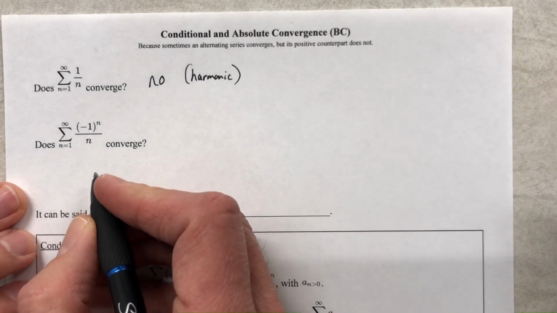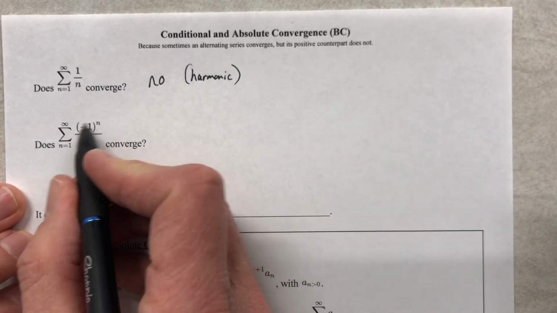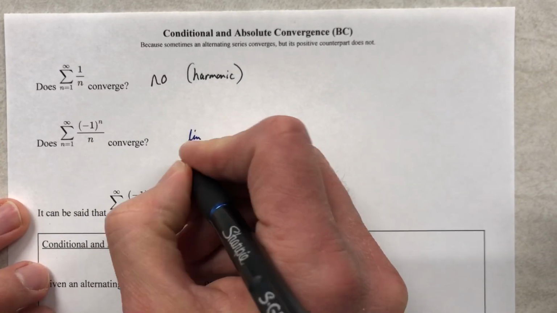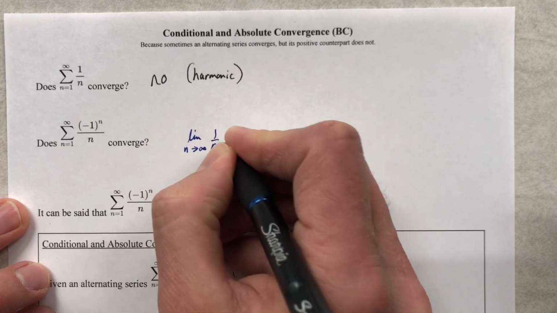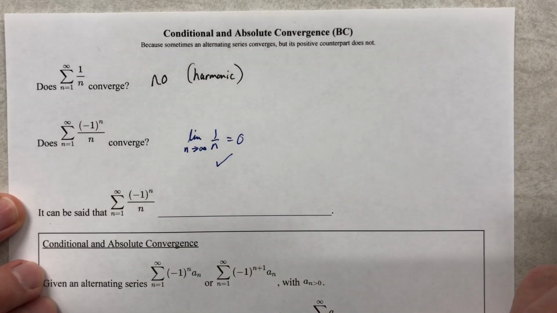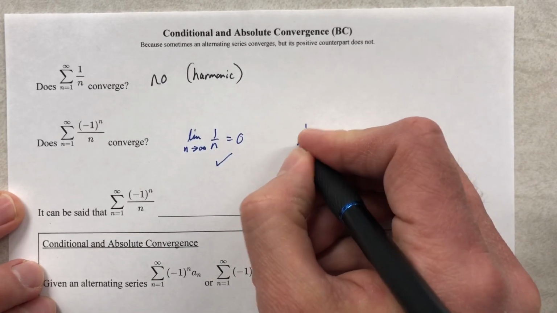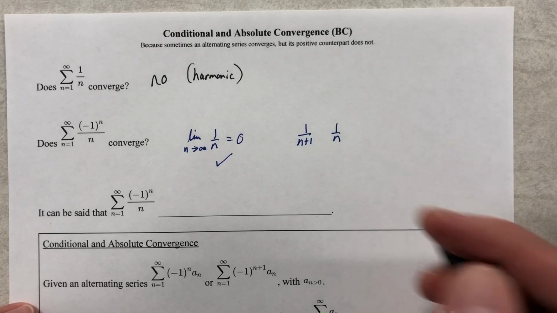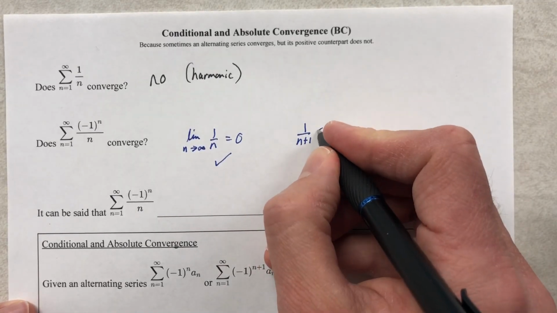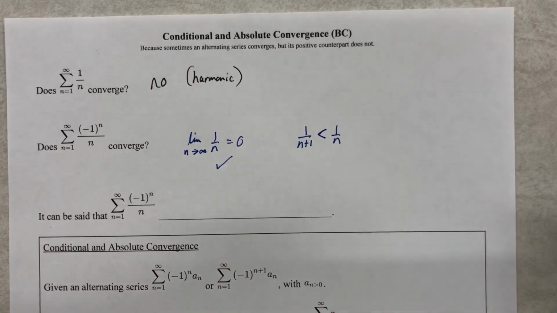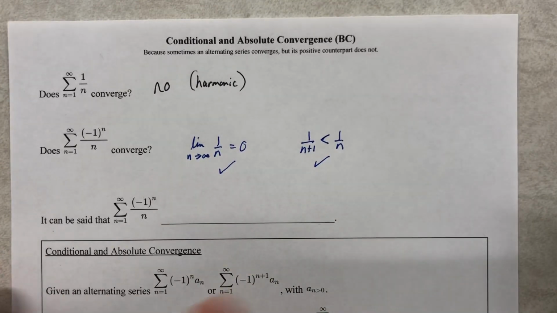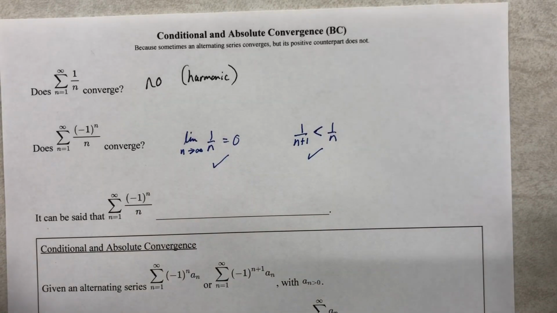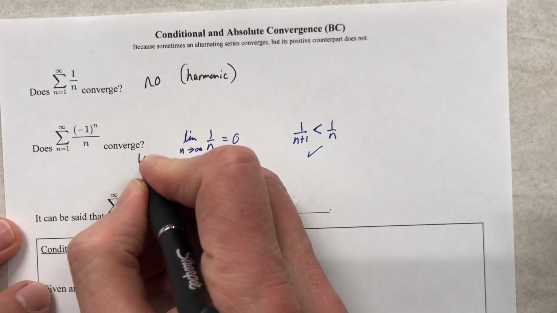So I'm really dealing with 1 over n because I don't want this alternating stuff. So again, nth term test, limit as n approaches infinity of 1 over n is equal to 0, passed, test 1. Test 2, 1 over n plus 1, and then 1 over n, which one is consistently smaller? That one is, because the denominator is consistently larger, slightly, but larger. And so, yes, we just passed the alternating series test. So does this converge? Yes, it does.